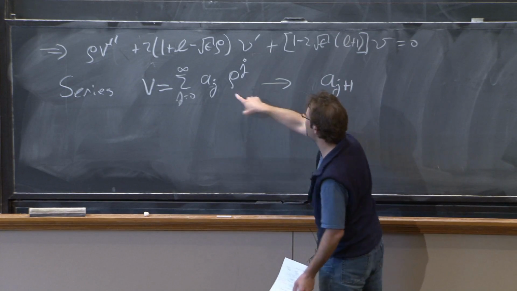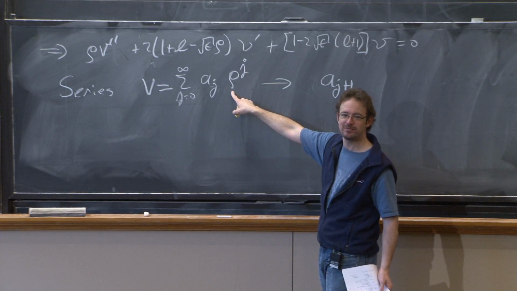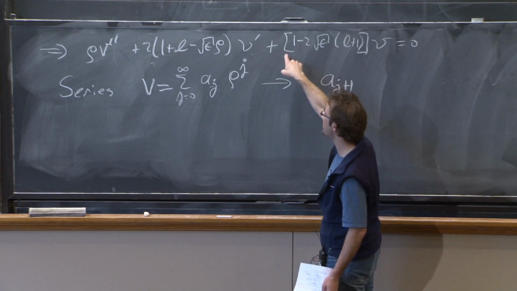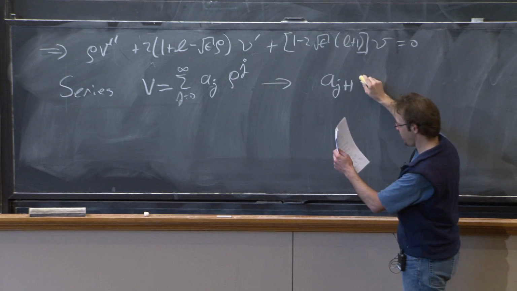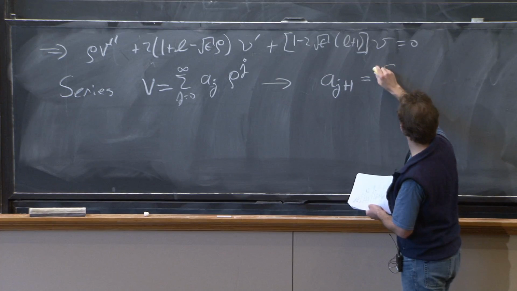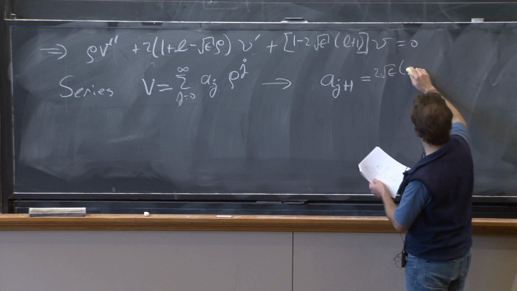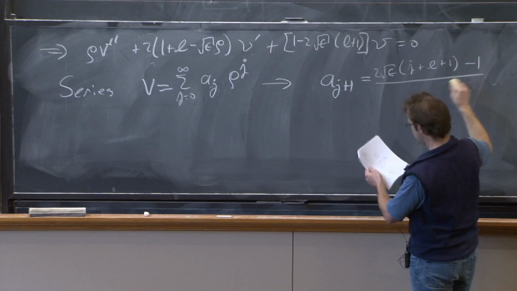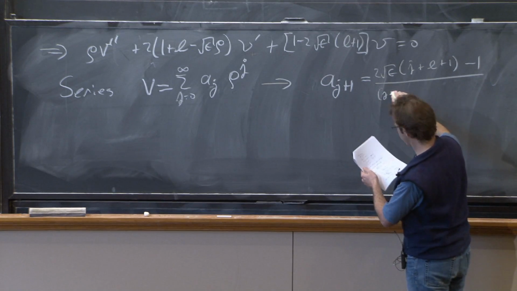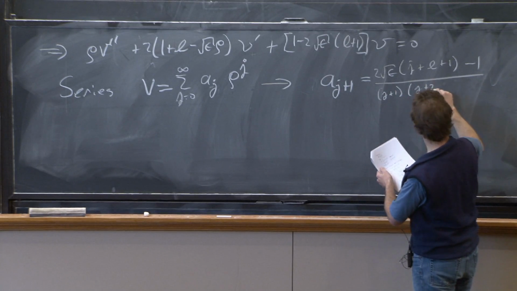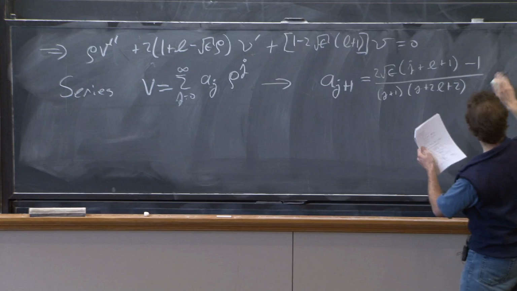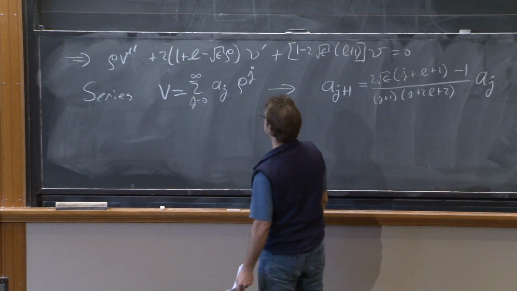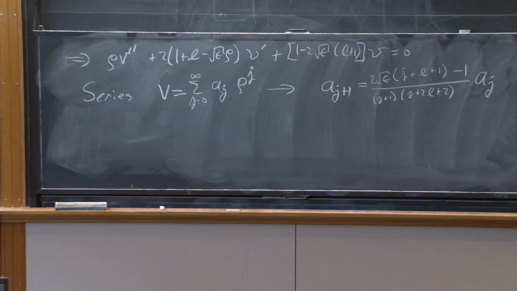This is actually kind of a fun process. If you like quick little calculations, this is a sweet little calculation to take this expression, plug it in, and derive this recursion relation, which is a sub j plus 1 equals 2 root epsilon times (j plus L plus 1) minus 1, over (j plus 1)(j plus 2L plus 2), times a sub j. So here's our series expansion.